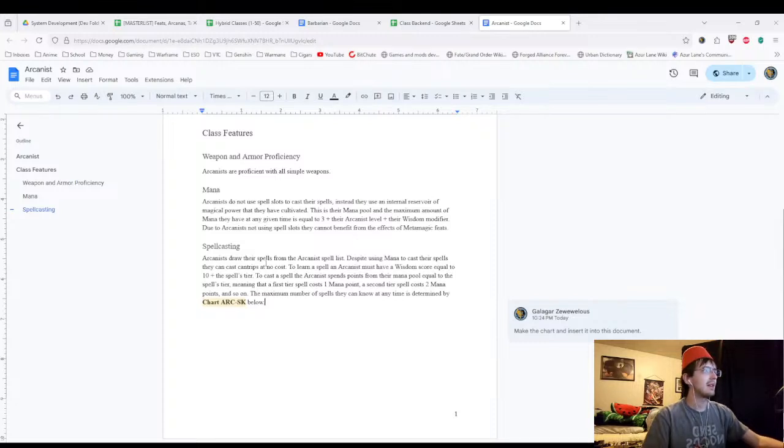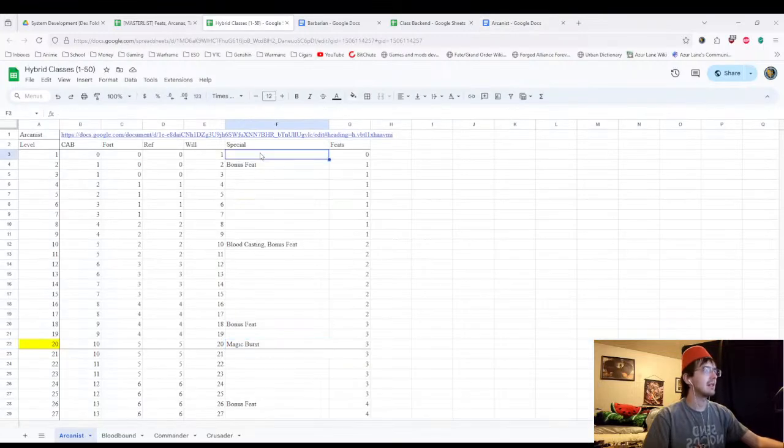So, spellcasting, mana spellcasting, it's their bread and butter stuff right here. So we're going to go ahead and insert that into the chart.